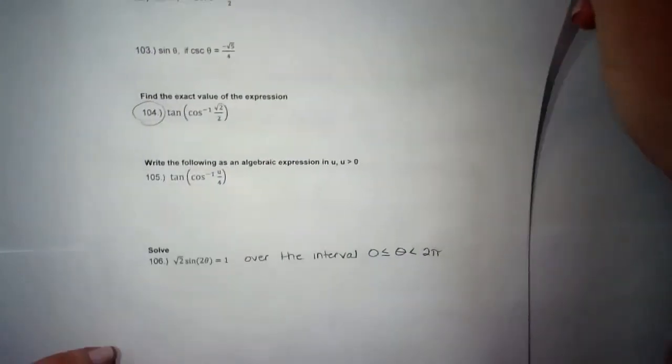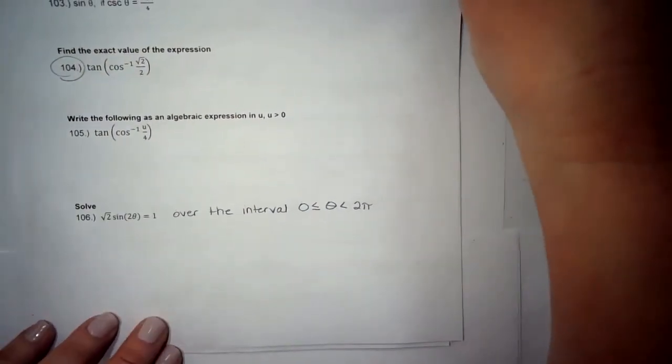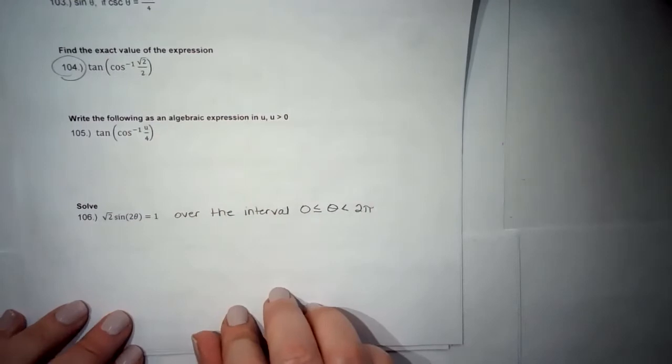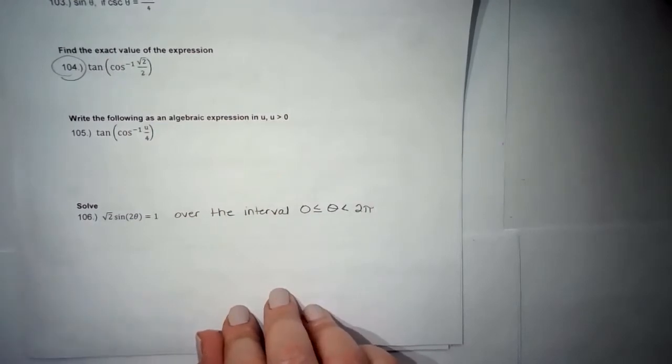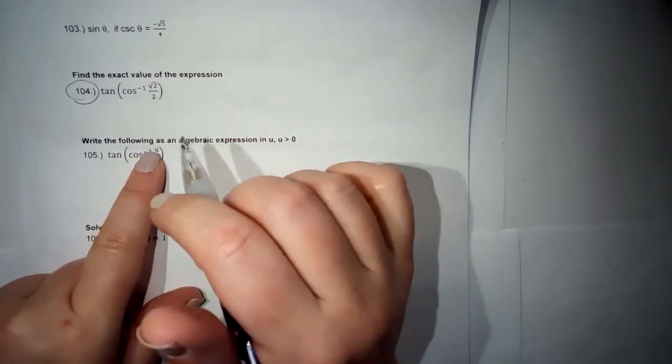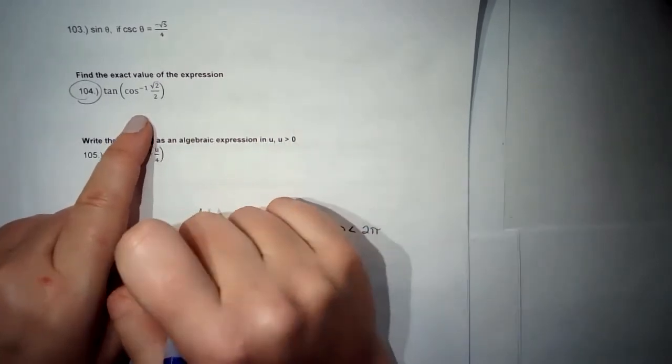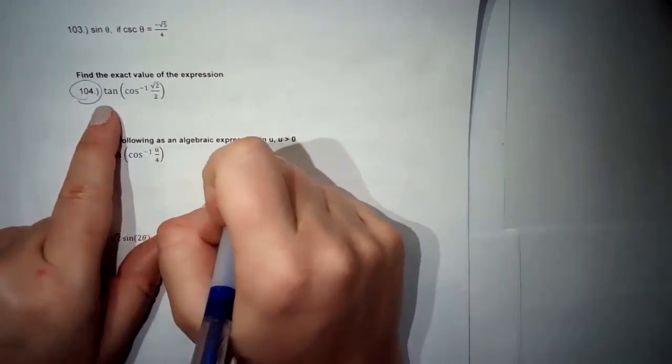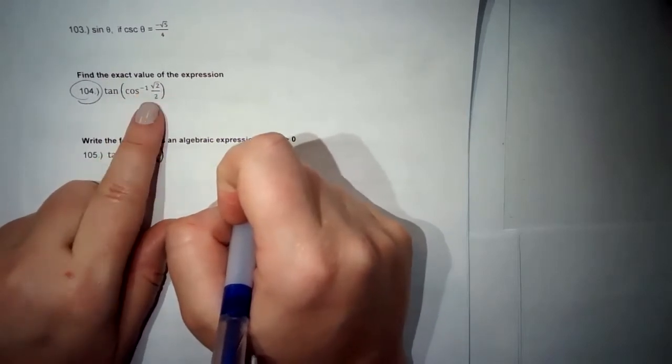Right here. All right. So we have some inverses we're dealing with. We've got to remember how to do these, because we're going to do 105 also, but 105 is super easy. It's just weird looking. So 104, we want to take the tangent of this particular inverse.